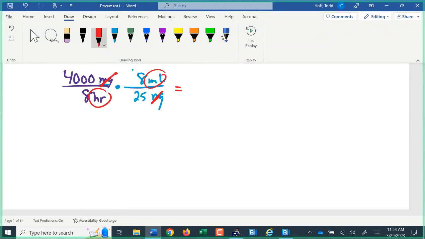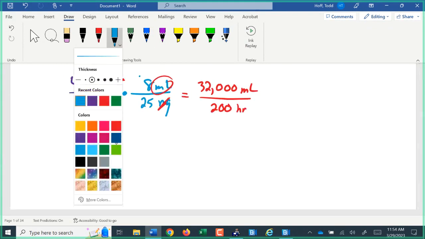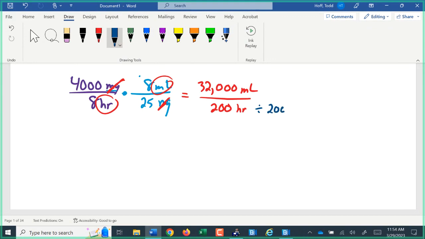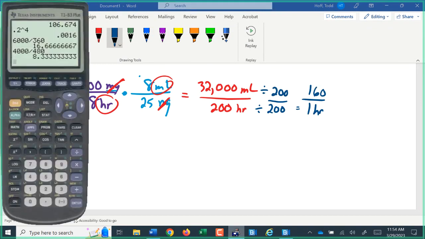So now 4,000 times 8 milliliters is 32,000 milliliters. On bottom, 8 times 25 is 200 hours. And of course, we're going to have to divide this out. We divide by the 200 in the second number there. 200 hours divided by 200 is 1 hour. Dividing 32,000 by 200 gives us, what is that, 160. I'm going to double check that.